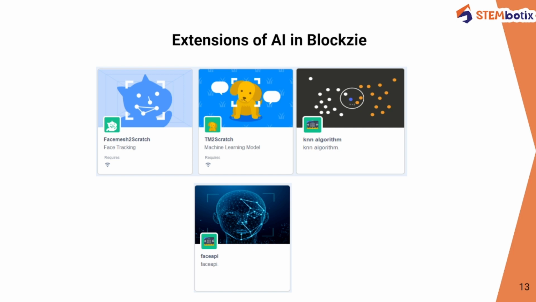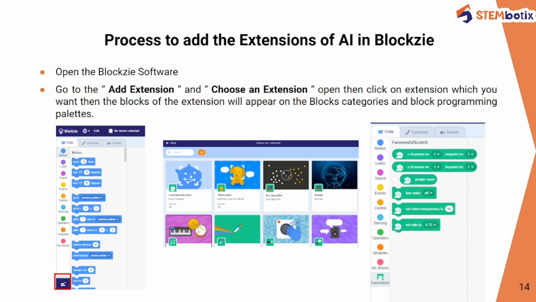So these four extensions are named Face Mesh to Scratch, TM to Scratch, KNN algorithm, and Face API. So these are the four extensions which are there in Blockzie. Now we will see the step-by-step process to add the extensions in Blockzie.